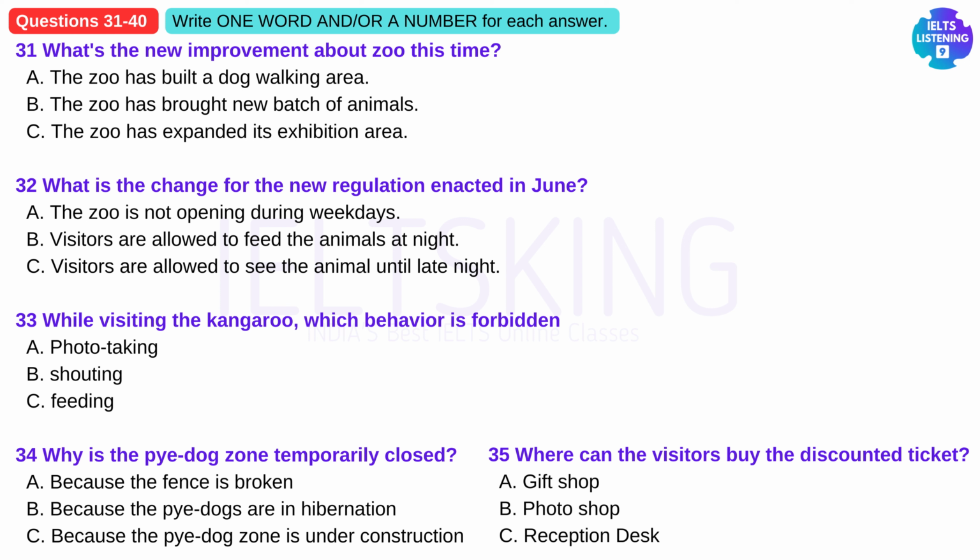The Pie Dog Zone has been permanently closed throughout the winter period to allow the dogs to hibernate as they would in their natural habitat. We were very excited to be reopening the zone. However, unfortunately, we have been forced to close it temporarily as the result of a broken fence, which will take about 1 week to fix.